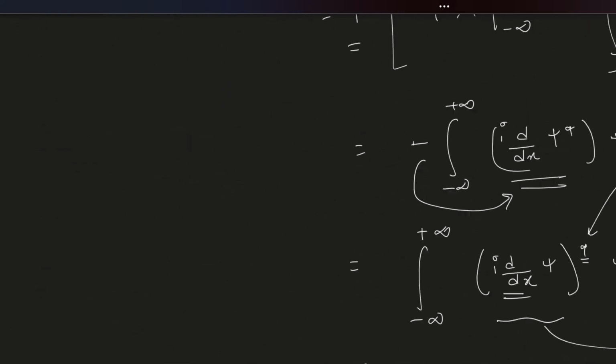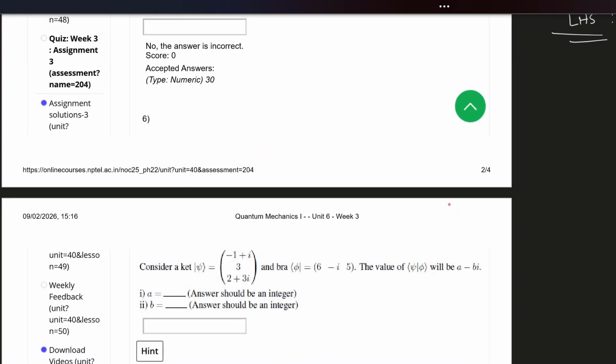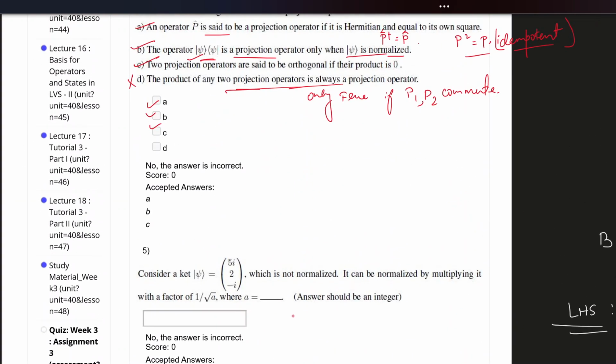So let us choose our answer. In this case it was multiplied by 1 by root over a. What answer you got is 1 by root over 30. That means here a equals 30. Right? So this is the correct answer.